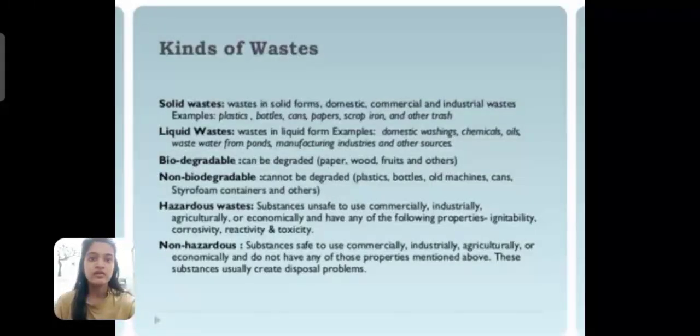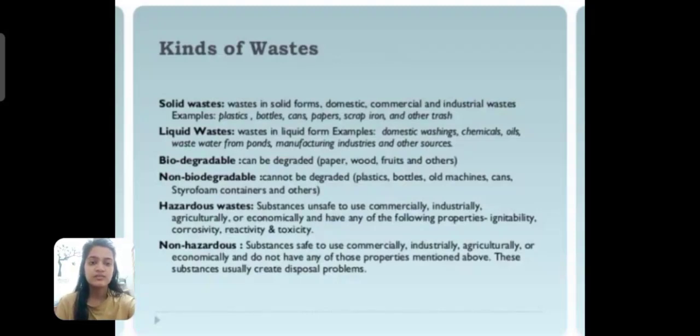Kinds of waste. Solid waste: waste in solid form such as domestic, commercial and industrial waste. Example: plastic bottles, corns, paper, scrap iron and other trash. Liquid waste: waste in liquid form. Example: domestic washing, chemicals, oil, wastewater from ponds, manufacturing industries and other sources. Biodegradable can be degraded such as paper, wood, fruits and others. Non-biodegradables cannot be degraded such as plastic, bottles, old machines, cans, styrofoam containers and others.